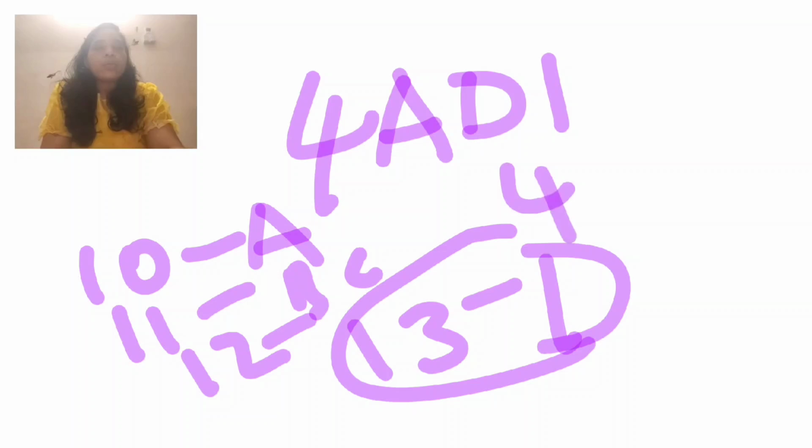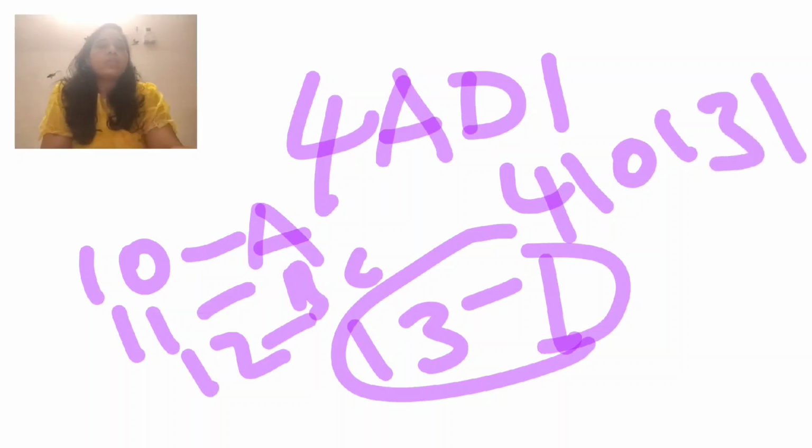Now we are going to write this answer. 4, A means 10 and D value is 13. Last value is 1. So this is your value: 4, 10, 13, 1. Now we are going to calculate this value. How? Let's see in hexadecimal. So my query is 4AD1.